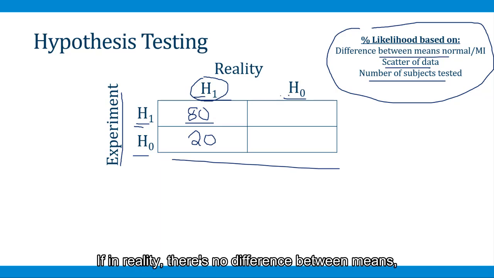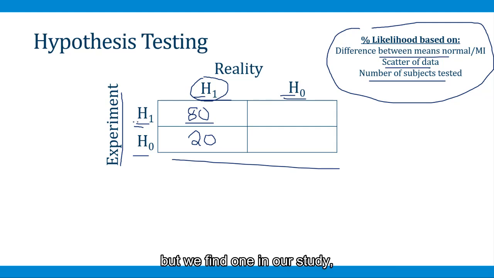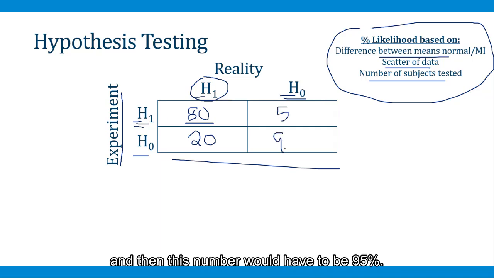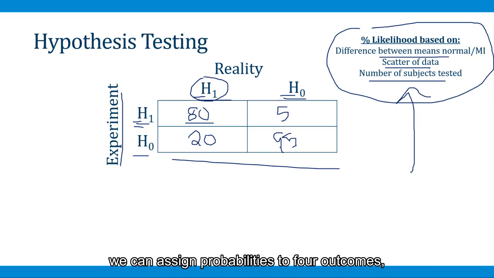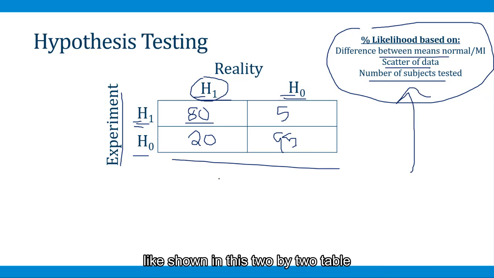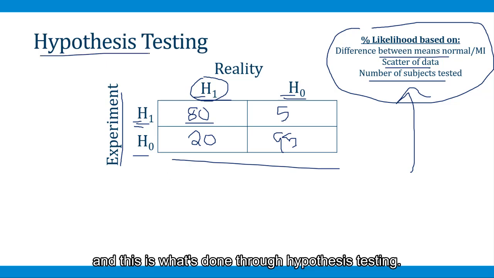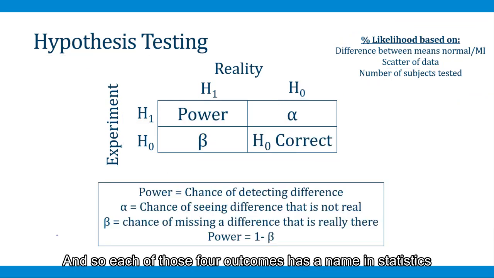If in reality there is no difference between means, but we find one in our study, then that percentage would go here, and let's say that would be 5%, and then this number would have to be 95%. And so using the data and analyzing these elements here, we can assign probabilities to four outcomes like shown in this 2x2 table, and this is what's done through hypothesis testing. And so each of those four outcomes has a name in statistics.